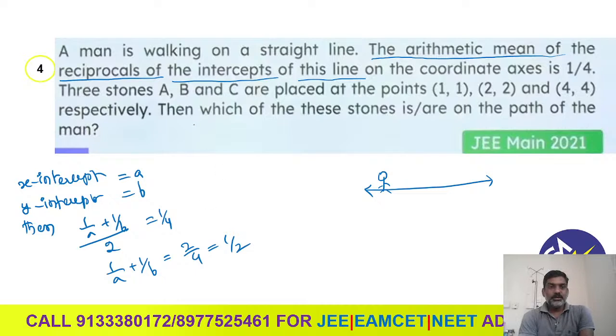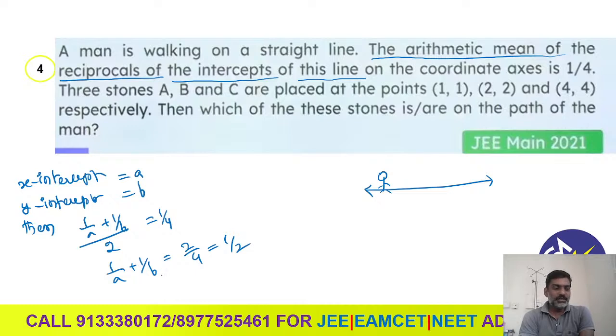Three stones a, b and c are placed at the points (1,1), (2,2) and (4,4) respectively. Then which of these stones are on the path of the man? That means which of these 3 points can lie on this line?